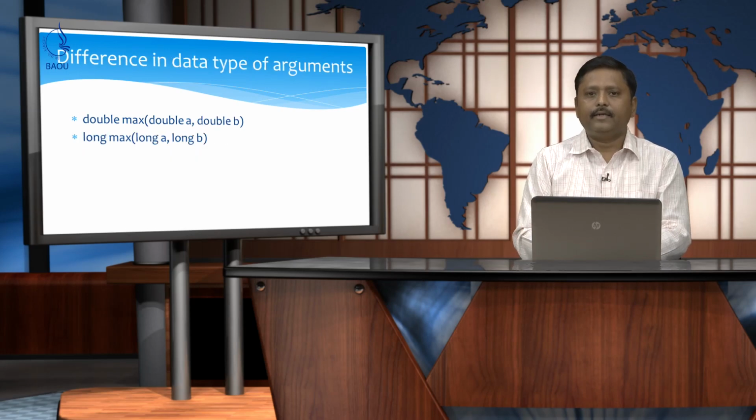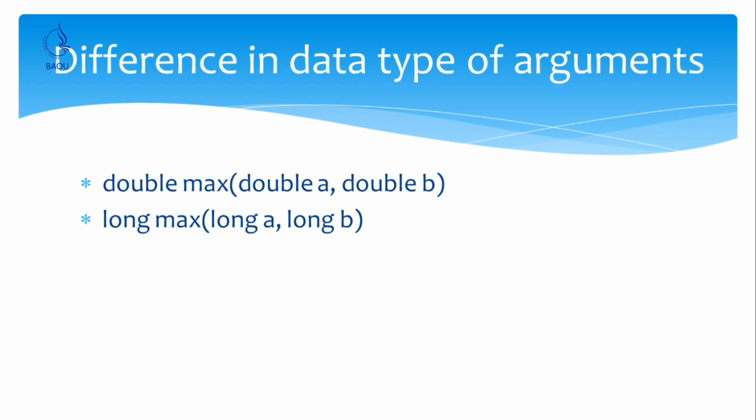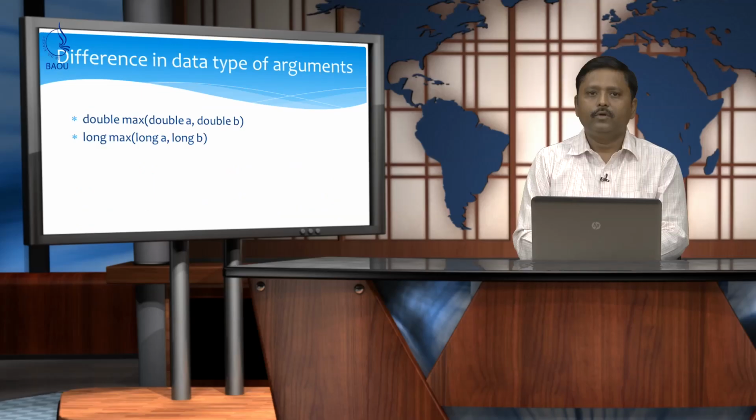The second case is where there is a difference in the data type of the argument, because it has the same number of arguments, but the type of argument is different. In the first case we want to find the maximum of two double values, and in the second case we want to find the maximum of two long values. Here the number of parameters is the same, but what differs is the type of the parameters. This is how we can also achieve method overloading.